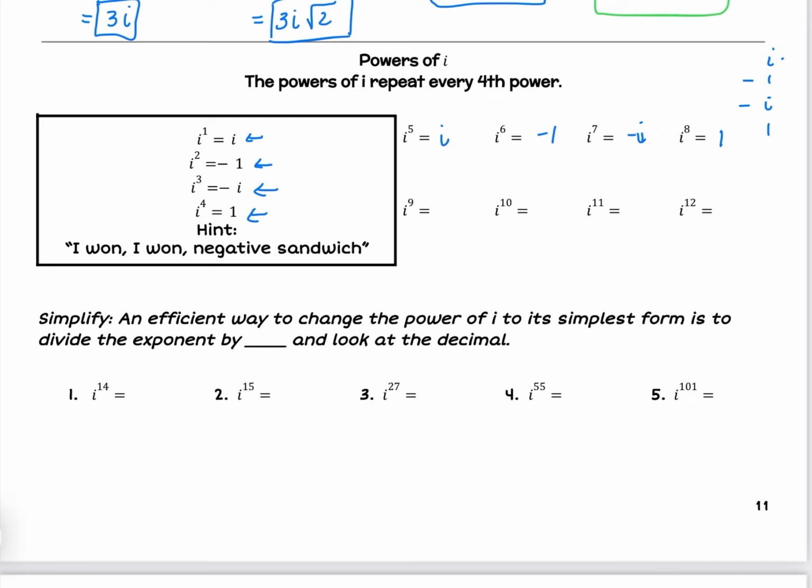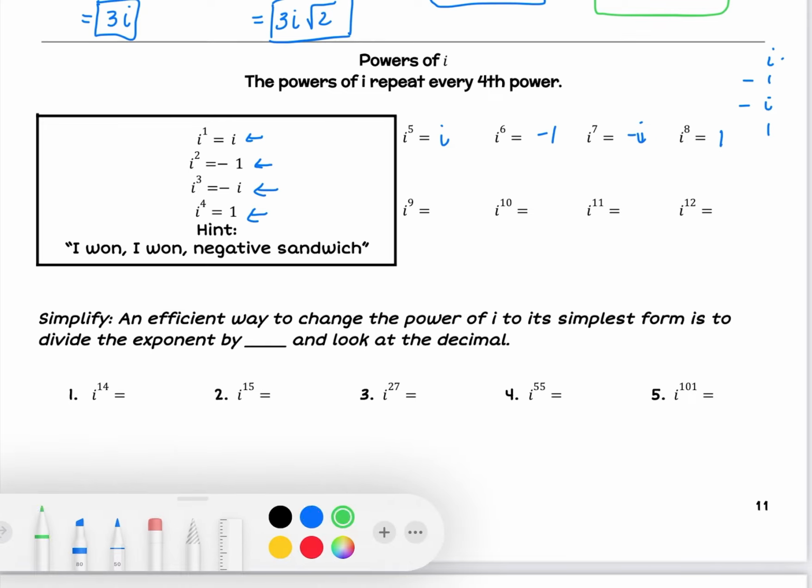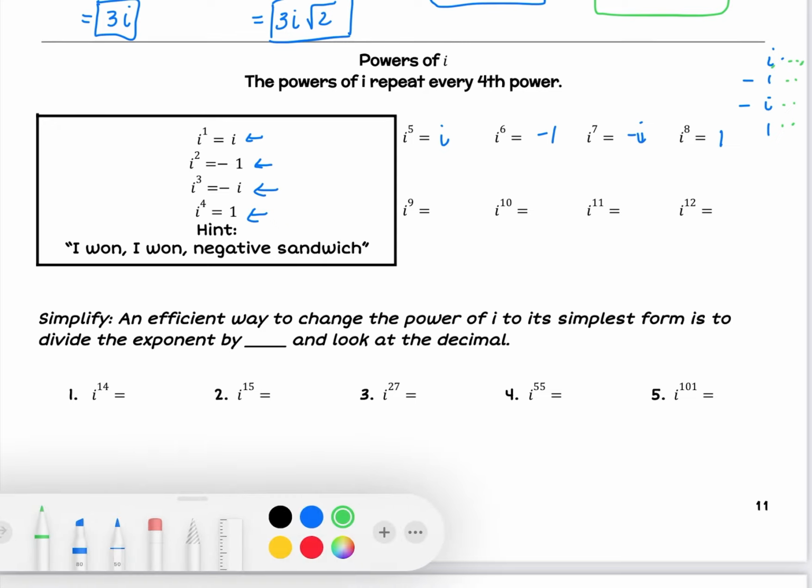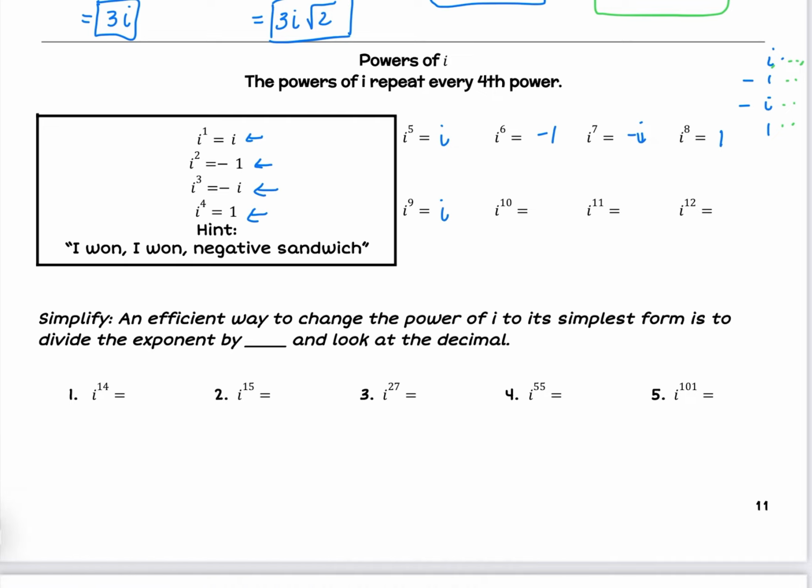I to the 9. If you're completely stuck on this, you can write this out up here and go 1, 2, 3, 4, 5, 6, 7, 8, 9. So 9 would end up on I, and so we would have just I. I to the 10 would be negative 1, I to the 11 would be negative I, and I to the 12th would be 1. So see, it just repeats over and over and over again.